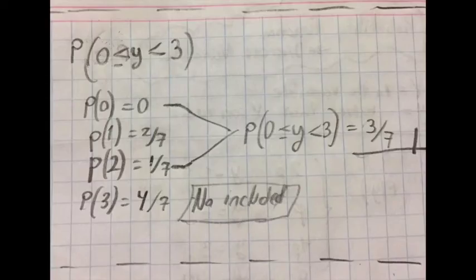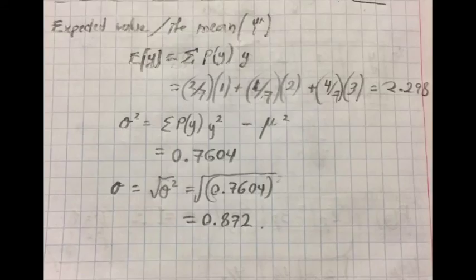Now we have to calculate the probability of an interval. The interval is between 3 and 0, but we are not including the 3 and we are including the 0. And the probability is equal to 3 over 7. Now we can see the expected value or the mean. The expected value is equal to the summation of the probability times the value. And also we have to see the formulas of the variance and the standard deviation.